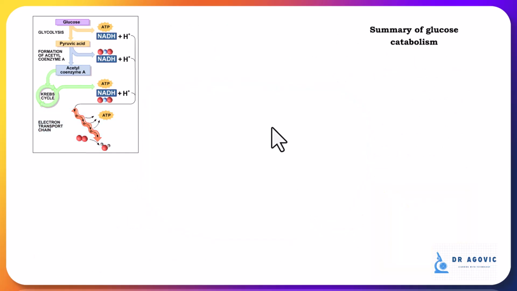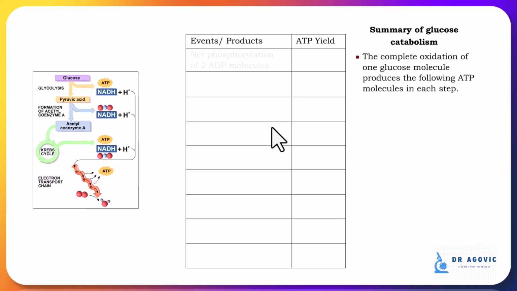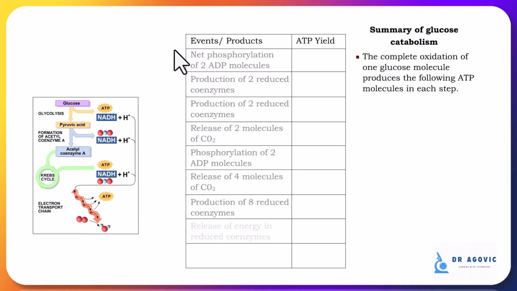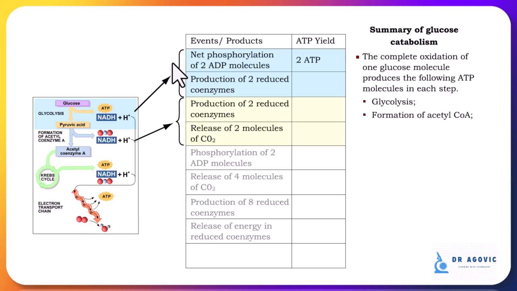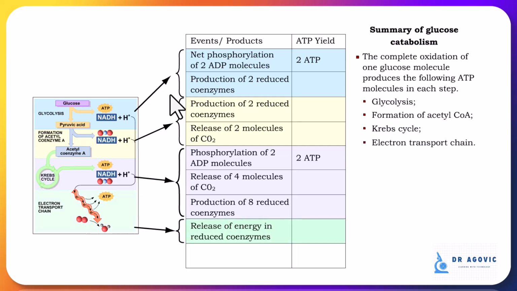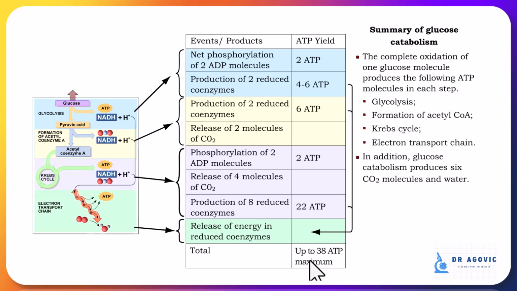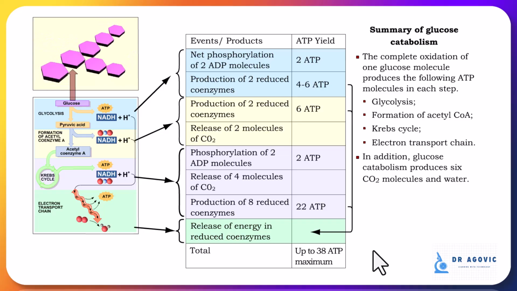As we've seen so far, the goal of glucose catabolism is to harvest energy from fuel molecules to produce ATP. In turn, the energy in ATP is used by the cell to perform its functions. We've also seen that other products of glucose catabolism include production of water and 6 carbon dioxide molecules. We can see here in the summary that the cell can produce up to 38 ATP molecules from a single molecule of glucose.